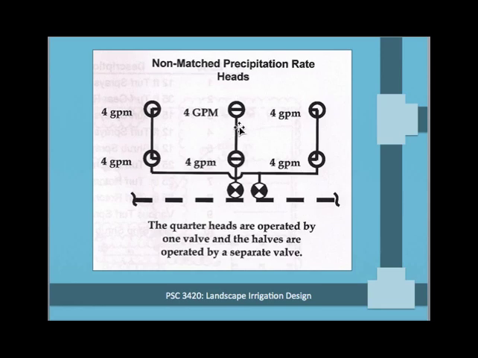And so if you wanted to apply the same amount of water in these overlap areas over a period of time, you would need to operate these different areas separately. So in this case, the quarter circles are all on one valve, and the half circles are all on another valve. Okay? And in that way, you could run the 2 different valves for different periods of time and achieve the same application rate or precipitation rate in the areas of overlap. So it can be done.